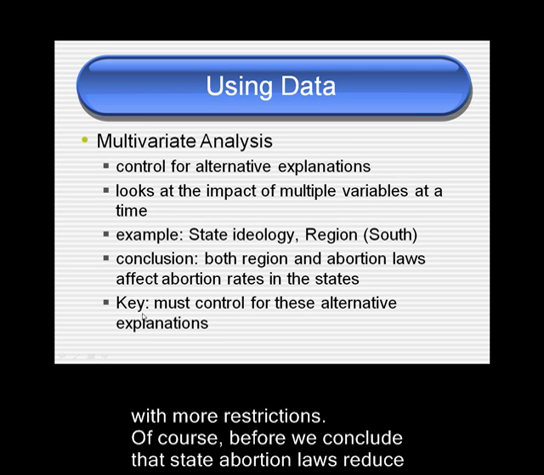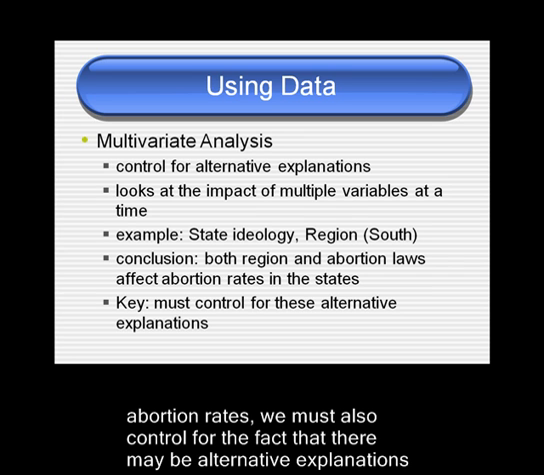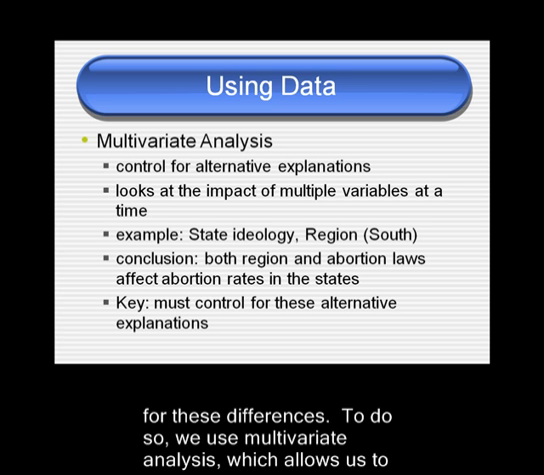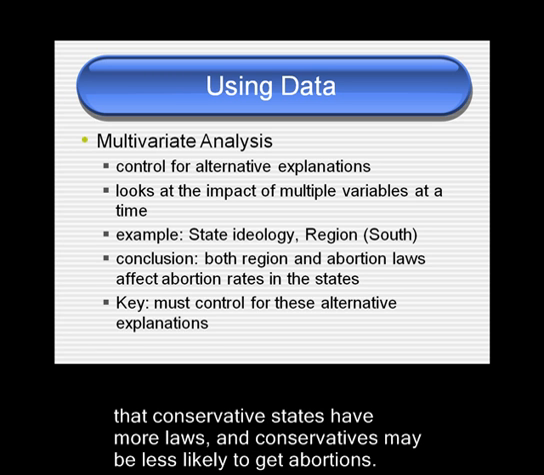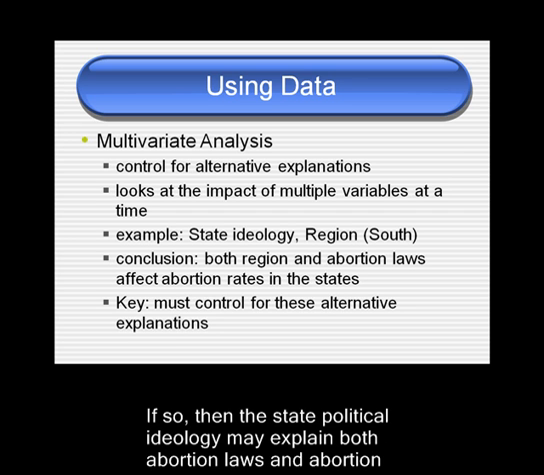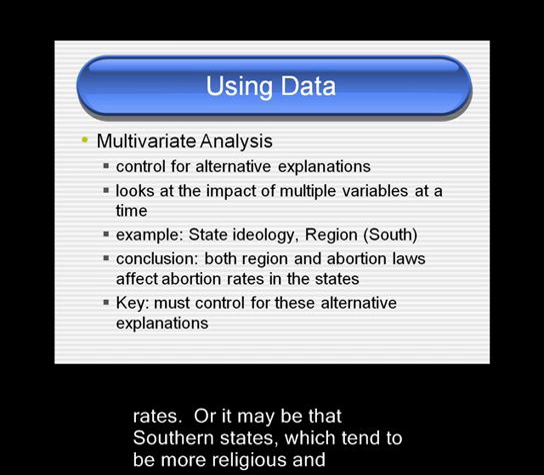Of course, before we conclude that state abortion laws reduce abortion rates, we must also control for the fact that there may be alternative explanations for these differences. To do so, we use multivariate analysis, which allows us to look at the impact of multiple variables at one time. For example, it could be the case that conservative states have more laws and conservatives may be less likely to get abortions. If so, then the state political ideology may explain both abortion laws and abortion rates.